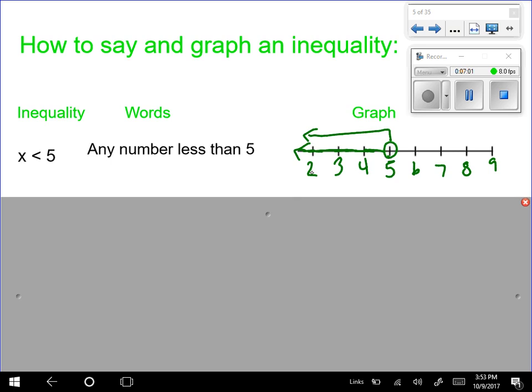Okay, if we pick out this number 2, is 2 less than 5? Well, it is, so that's kind of good. We can see that all our numbers going to the left there are less than 5.